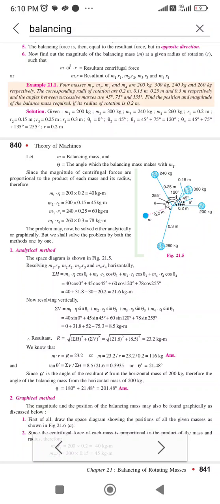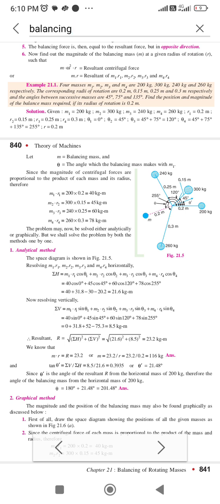Good evening. So this is the balancing problem for rotating mass. In this problem, the data are 4 masses M1, M2, M3 and M4 are 200 kg, 300 kg, 240 kg and 360 kg respectively. The corresponding radius of rotations are 0.2 meter, 0.15 meter, 0.25 meter and 0.3 meter respectively.